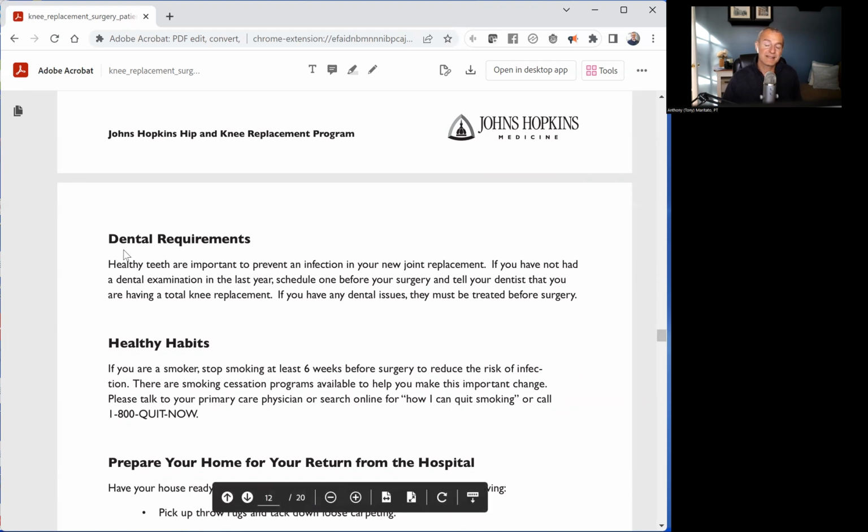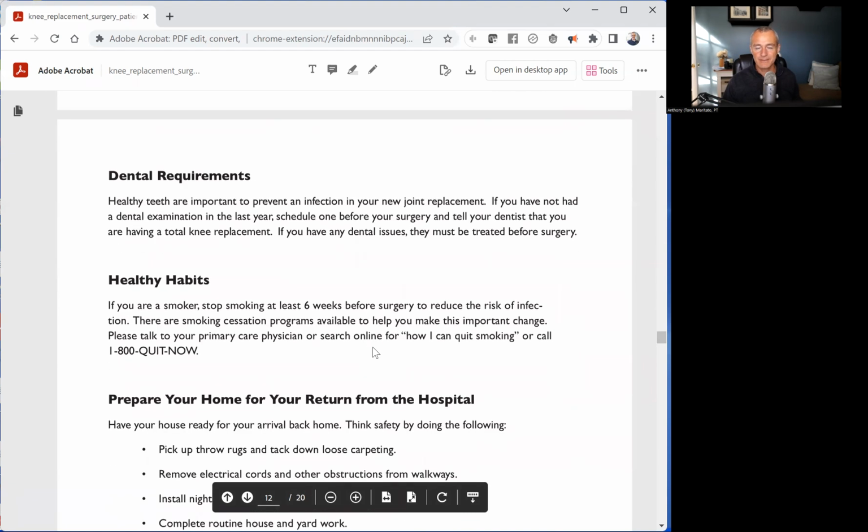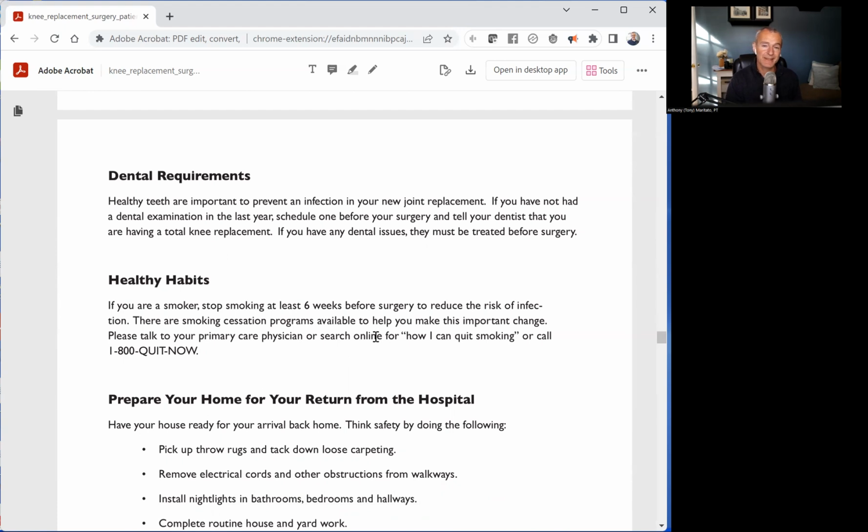But the best case scenario is get all of your dental work done before you go in for your knee replacement surgery. And then, of course, general healthy habits, right? We want to take this opportunity. We're having a major surgery. We want to get into the best possible shape we have been physically, mentally, emotionally, spiritually. We want to eat as much healthy, whole foods as we can. There is no perfect diet. We see people who respond well to all kinds of recommendations.